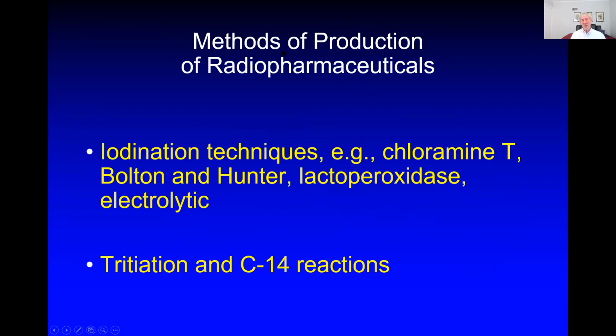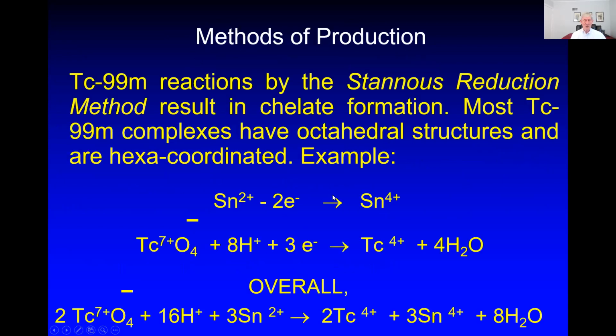Now, there are many different methods of production of radiopharmaceuticals, and there are a lot of molecules that have been iodinated. There are multiple iodination techniques. I doubt it's important for you to even note these, but you should just know there are lots of them. Chloramine T is a very rapid but destructive method. Bolton and Hunter is a slower and very gentle method. Lactoperoxidase, electrolytic. There's something called the Hunt reagent, the Wood reagent. There's a lot of procedures. Tritium and C14 are irrelevant.